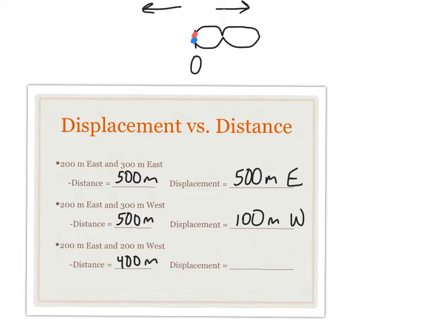My displacement, though, I'm actually in the same position that I started in. That means that my displacement is 0 meters. Because it's displacement, I still need a direction, so I either need to say east or west. It doesn't really matter in this case because I went both ways. I just ended up at the same spot, so I can say 0 meters west.